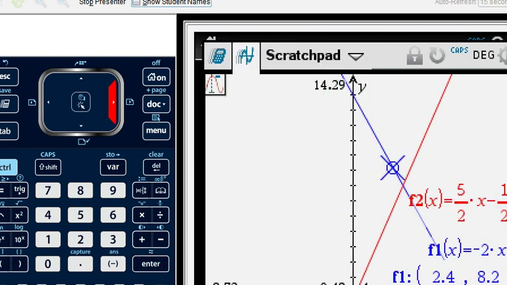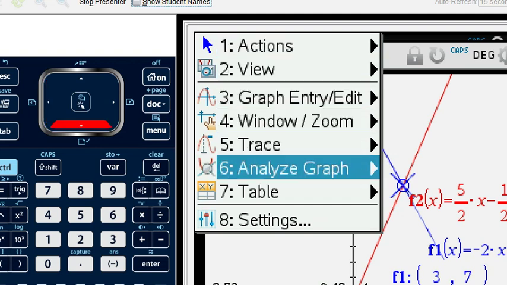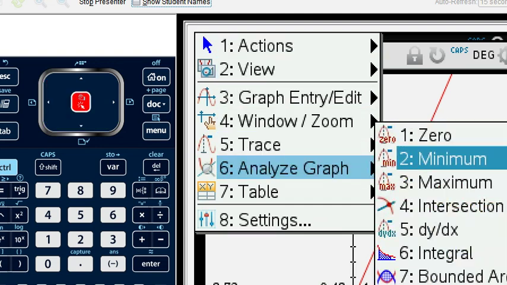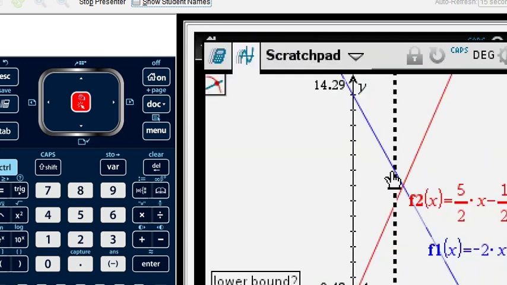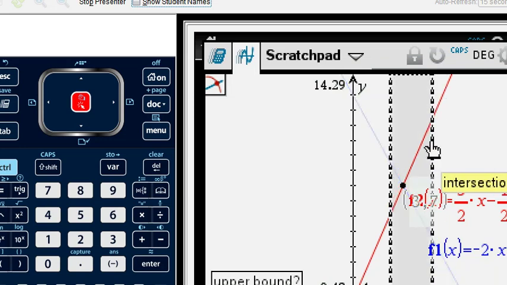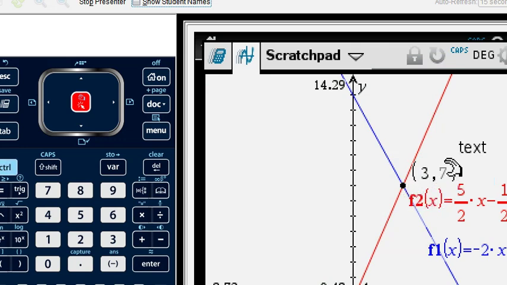And I'm just going to move down until I find its point of intersection, or I can literally hit menu, I think it's analyze graph, and find its intersection. And then I go here and here. And it literally tells me right here. It shows me that my point of intersection is 3,7, and I'm done.